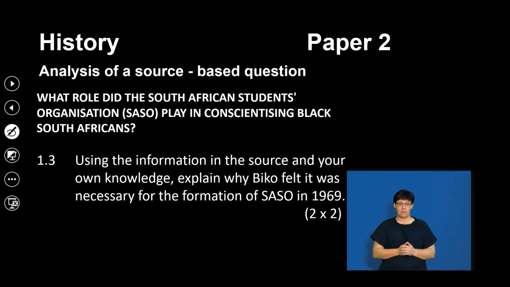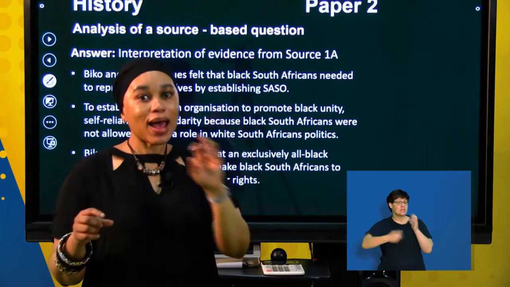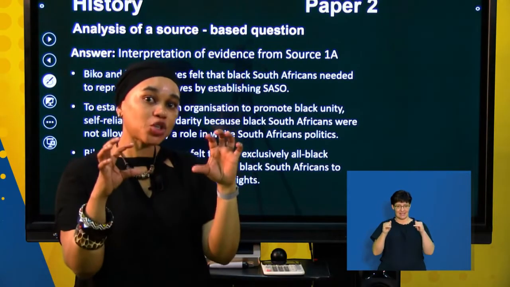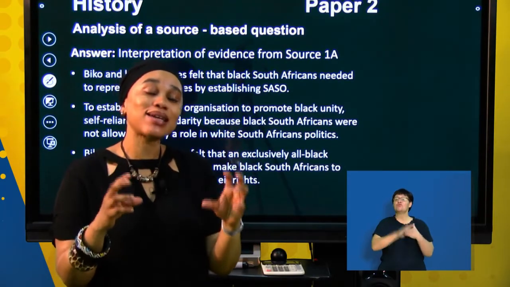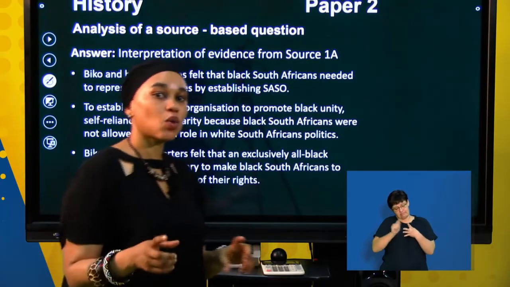Okay, and then we say any relevant response. That is also acceptable. And then the next question was, using the information in the source and your own knowledge, explain why Biko felt it was necessary for the formation of SASO in 1969. Now remember, when we were reading that source, I underlined the reasons in the caption. It said, this source is about the reasons why SASO was formed.